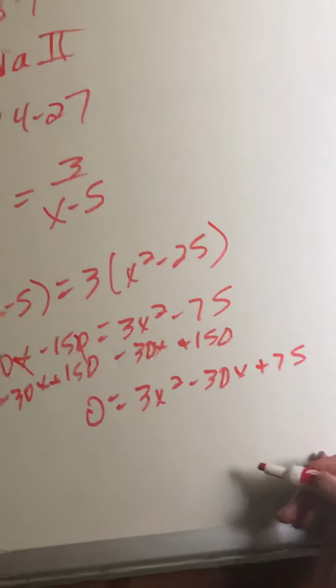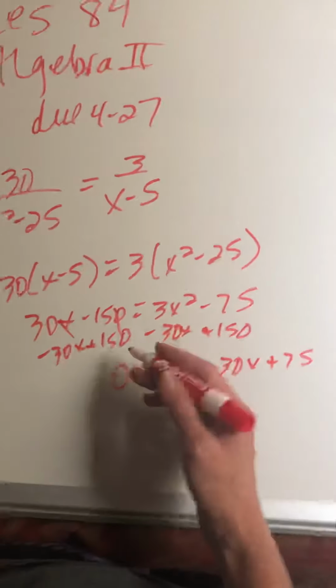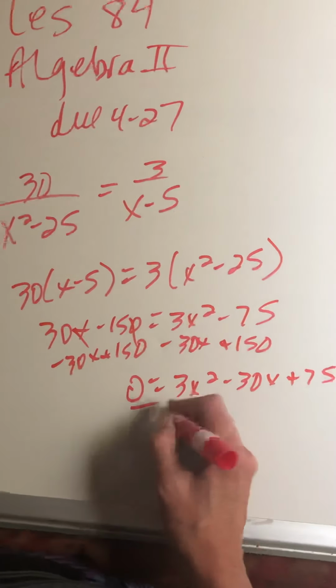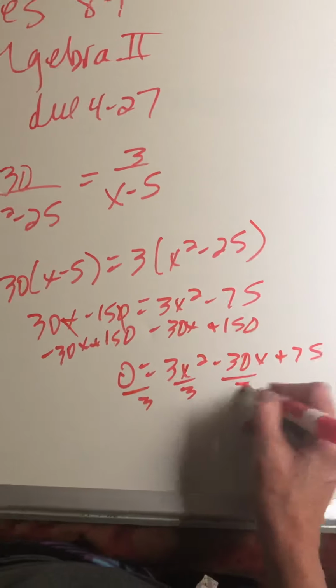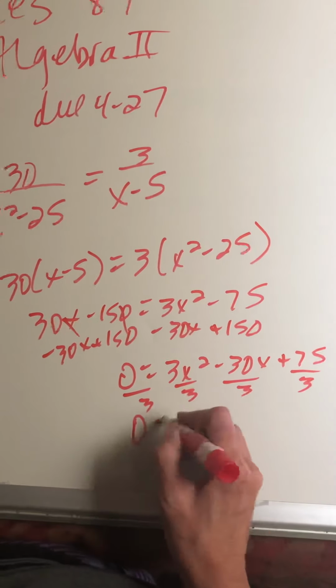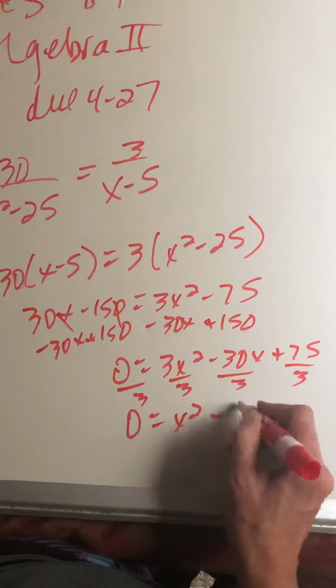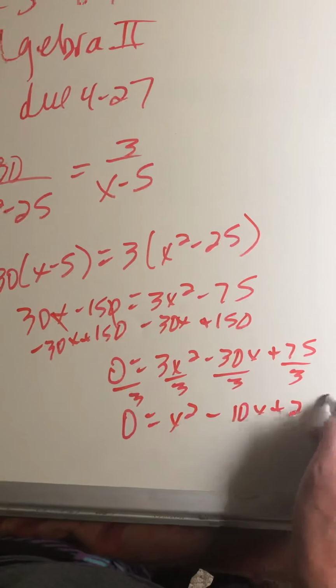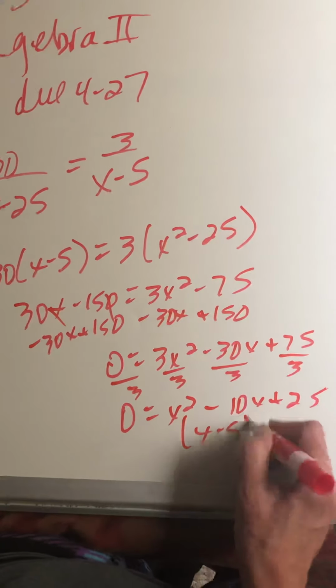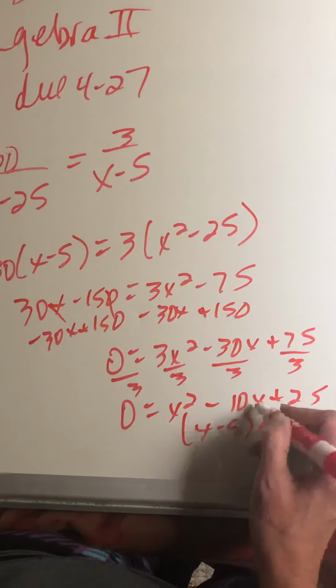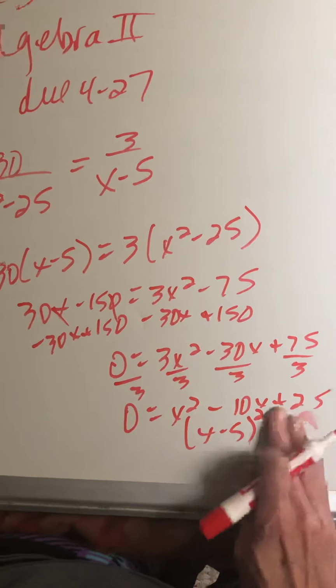And no, I'm not going to go through this slowly because that shouldn't be a big deal for y'all. Then I'm going to divide everything by 3 because everything's divisible by 3. So 0 equals x squared minus 10x plus 25. So that'd be x minus 5 squared. So my 0 is 5.